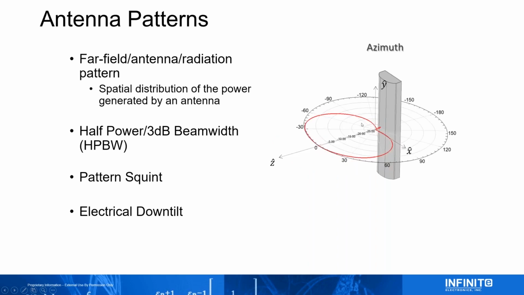The first one we usually see is the azimuth cut. So here we're seeing an azimuth pattern. It's got a nice 65-degree 3 dB beamwidth, which I'm highlighting here. That means half the power is contained within this arc in the 2D plane.